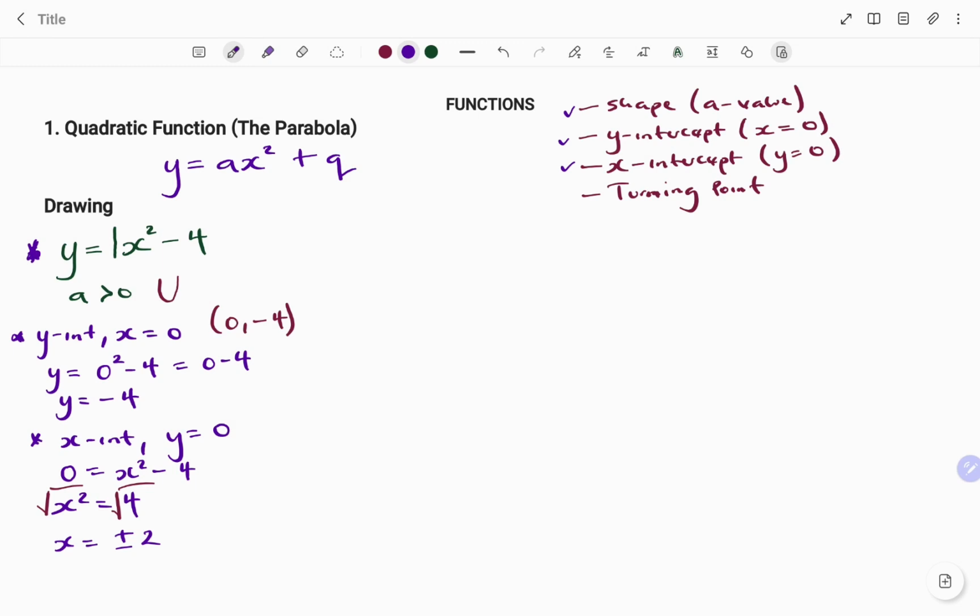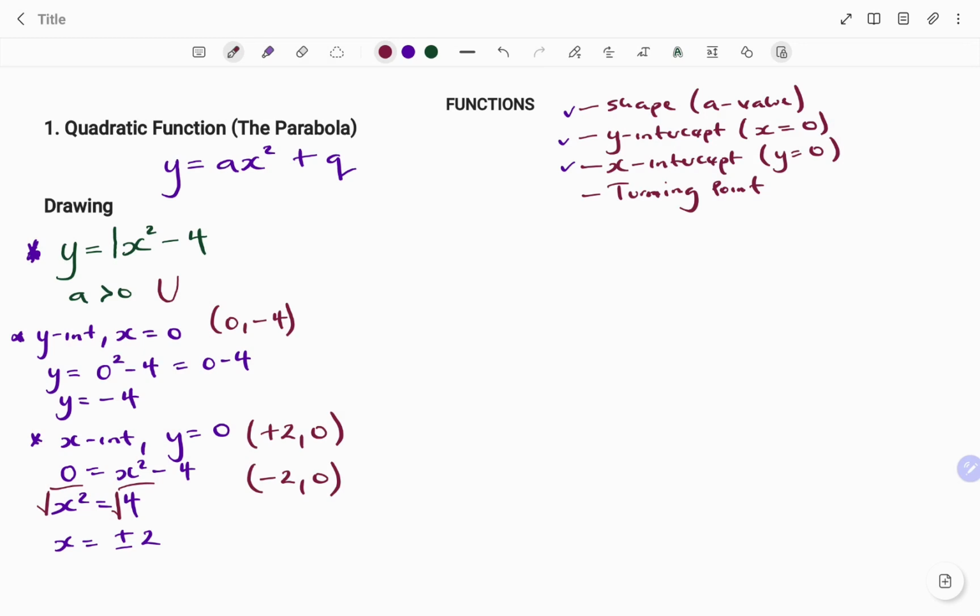So the coordinates of my x-intercept will be: if x is positive 2, y will be 0, or if x is negative 2, y is also equal to 0. So I have the parabola passing through the x-axis at 2 points.